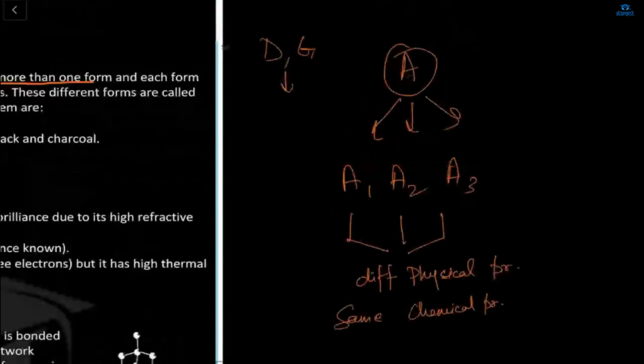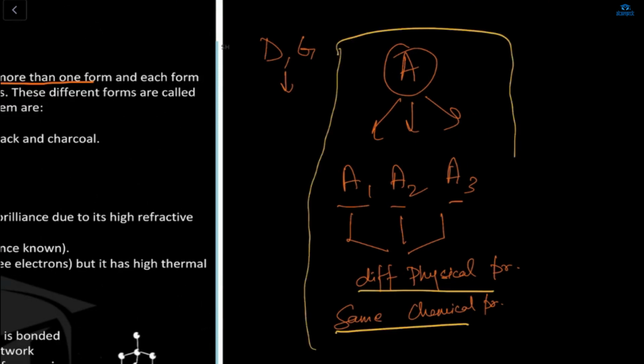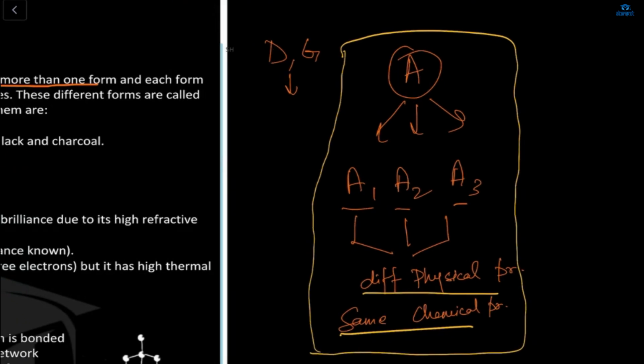There's one element which has two or three forms. Here I'm taking three forms of A, and they will have different physical properties and the same chemical properties. So this is the definition of allotrope. An element has two or three forms with different physical properties. So can this be for any element?